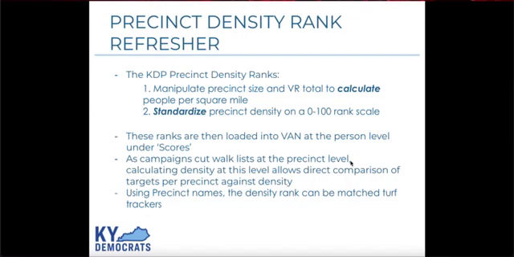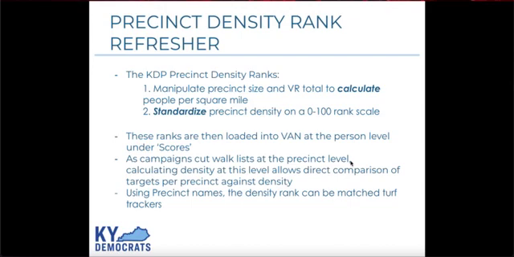And these are loaded in at the person level under scores, but people that are in the same precinct are always going to have the same score. You're not going to have someone in A101 that has a 50, someone else that has a 75. These are built at the precinct level and then mapped to the person level using precinct ID.